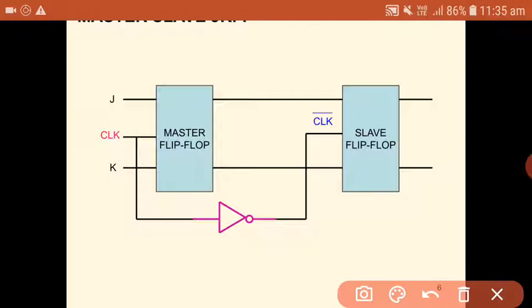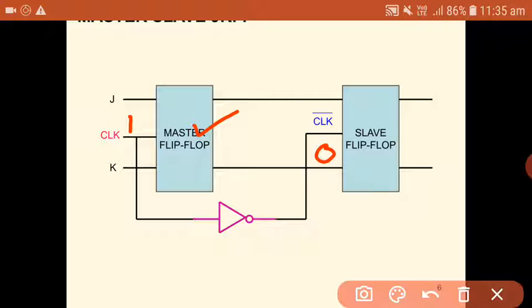That means if you observe, let us say if clock is equal to 1 here for the master flip-flop, that means there is no clock for slave flip-flop. That means at a time only one flip-flop will be active. That is the basic operation of master slave JK flip-flop.